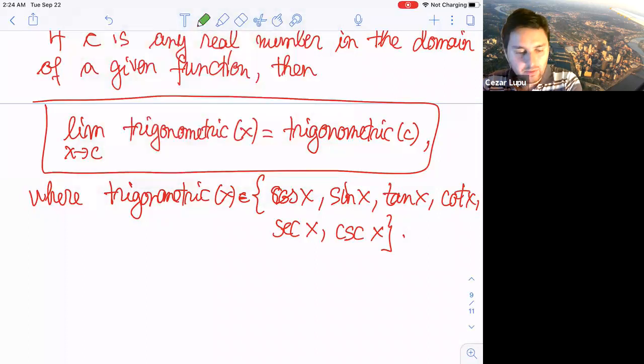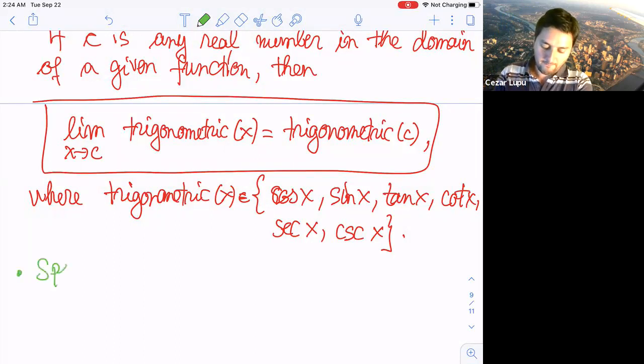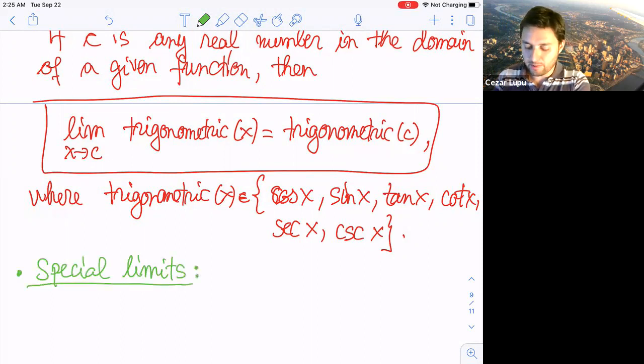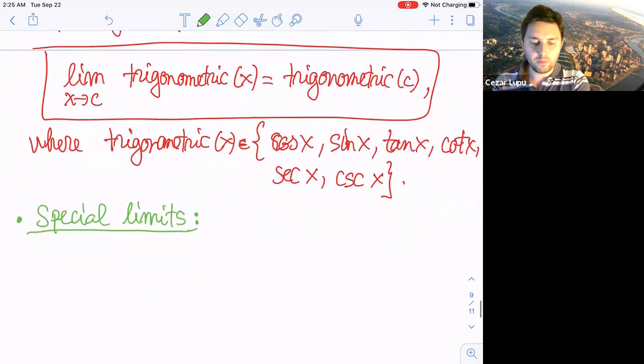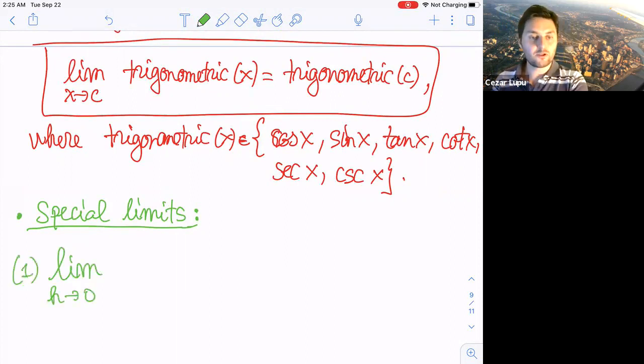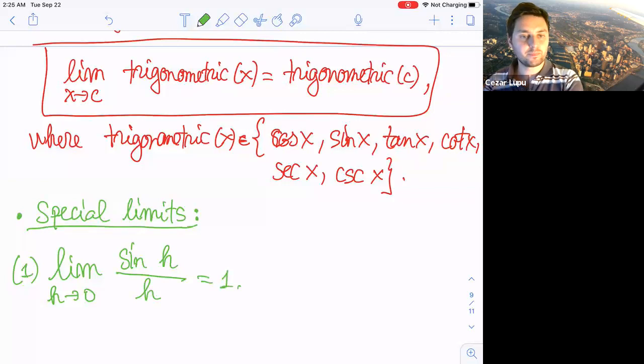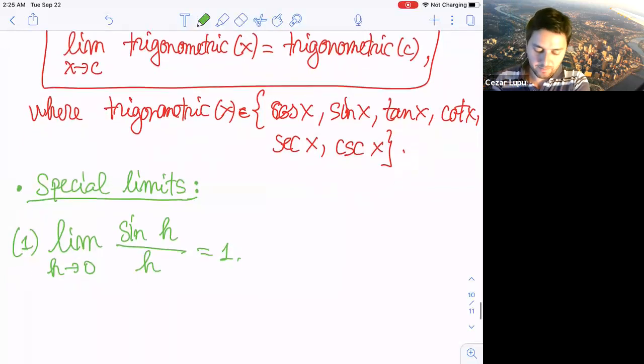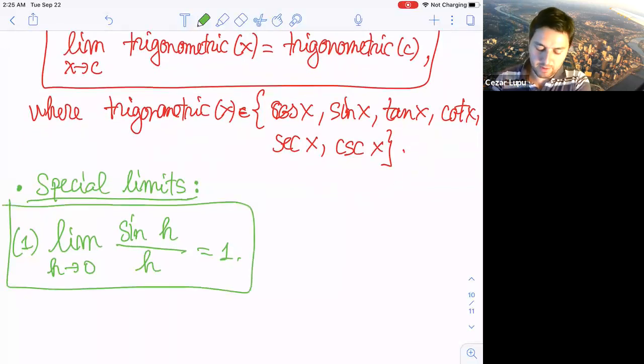But we also have some other special limits that are very, very useful. In fact, they're very important. I'm going to give them without a proof. The first one is that the limit as h approaches 0 of sine of h over h is 1. This is always true. Keep this in mind.